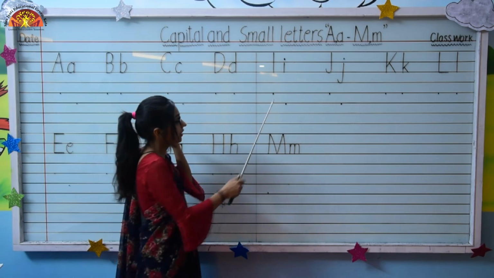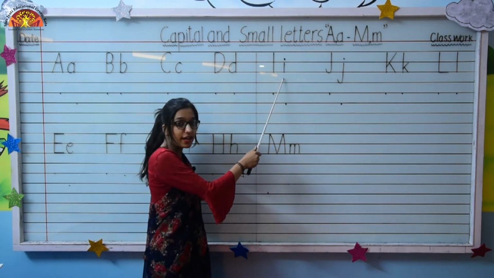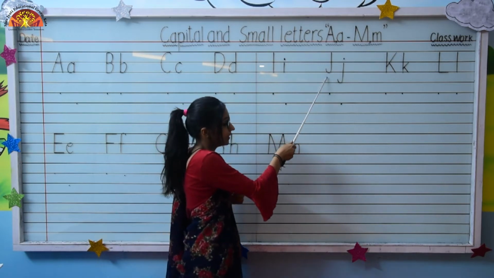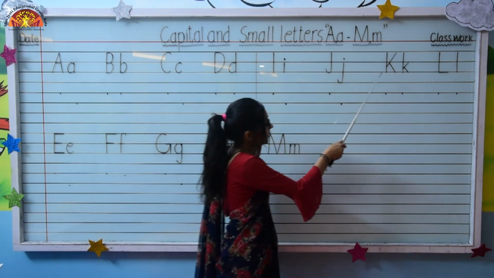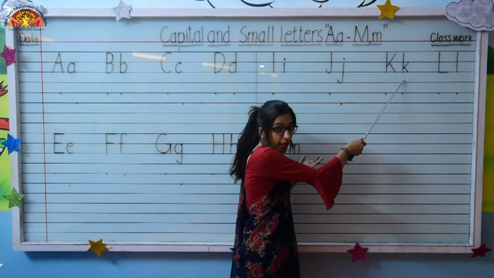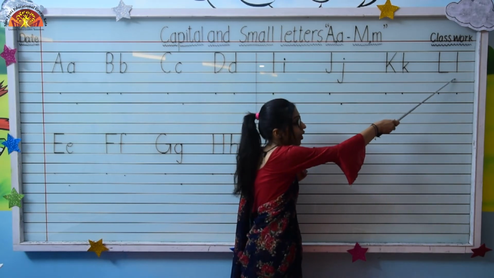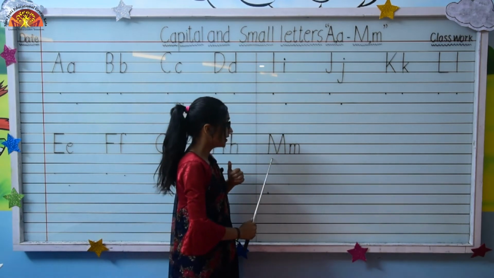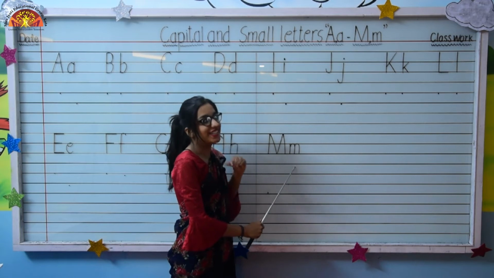After H kids, this is capital letter I. This is small letter I. This is capital letter J. This is small letter J. This is capital letter K. This is small letter K. This is capital letter L. This is small letter L. This is capital letter M. This is small letter M.